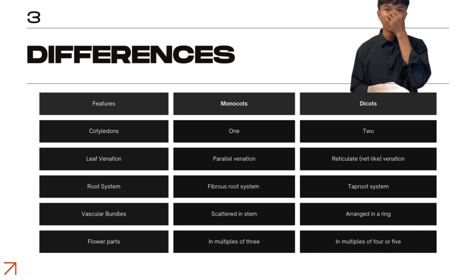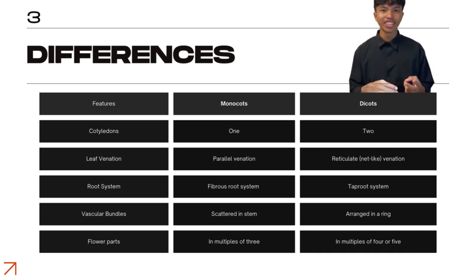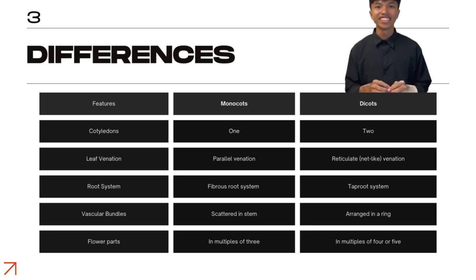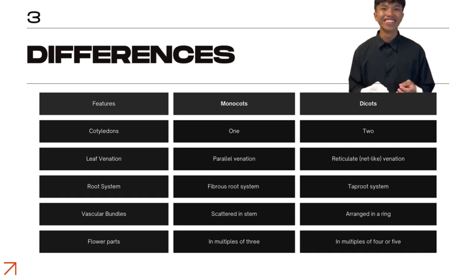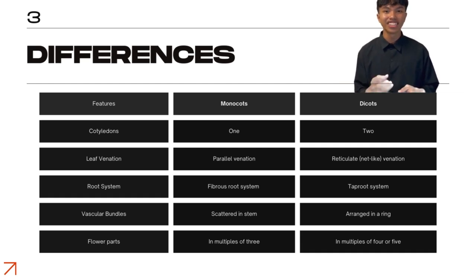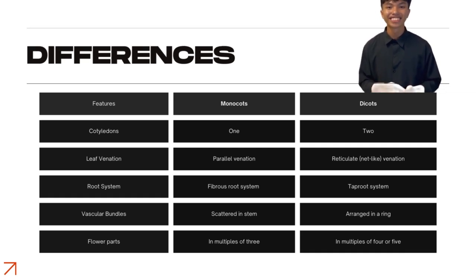Next, I want to talk about the dicot. The dicot has two cotyledons and the leaf venation is reticulate. Reticulate is net-like venation. Next, the root system of dicot is a taproot system and the vascular bundles of dicot are arranged in a ring. And the last one is dicot flower parts in multiples of 4 or 5. Okay, thank you.